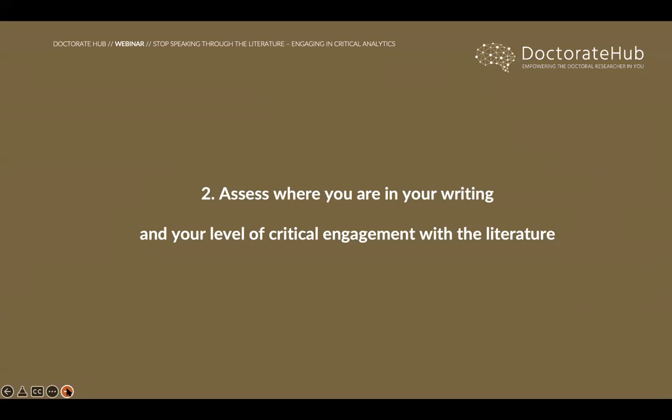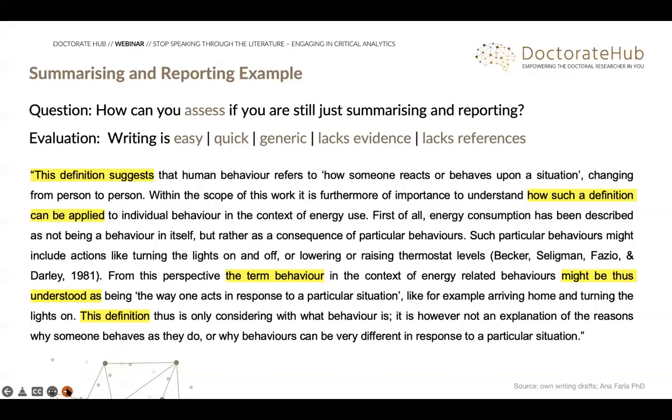Assess where you are in your writing and your level of critical engagement with the literature. Now, how can you assess if you are still just summarizing and reporting? As said, early writing is easy, it is quick, it is generic, it lacks evidence, and it lacks references. And this here is an example of an early writing. This definition suggests that human behavior refers to how someone reacts or behaves upon a situation, changing from person to person. So how such a definition can be applied, the term behavior might be understood as this definition.